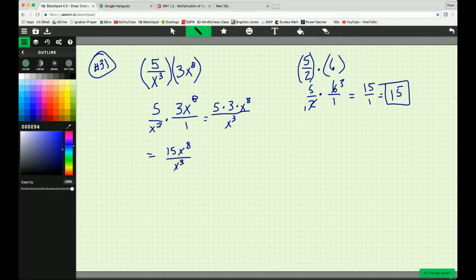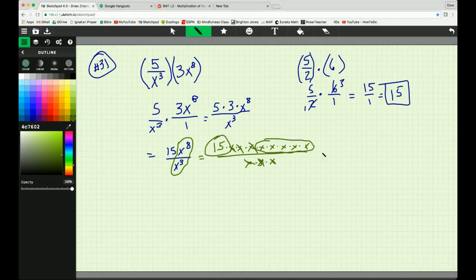Well, now we want to look at what we have here. We want to do some canceling. So one way to do this is we'd say 15 times x times x times x times x times x times x times x, that's 1, 2, 3, 4, 5, 6, 7, 8, over x times x times x, and we cancel an x, cancel an x, cancel an x, and we have x cubed. What's left? We have that and this. So we have our 15x to the 5th.